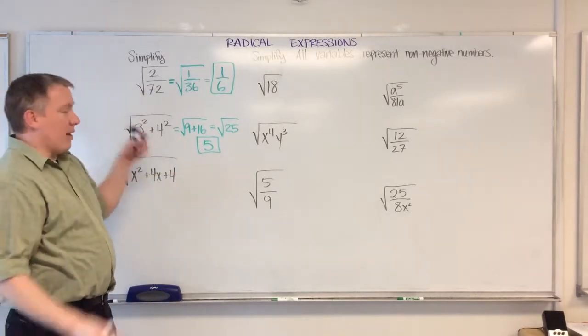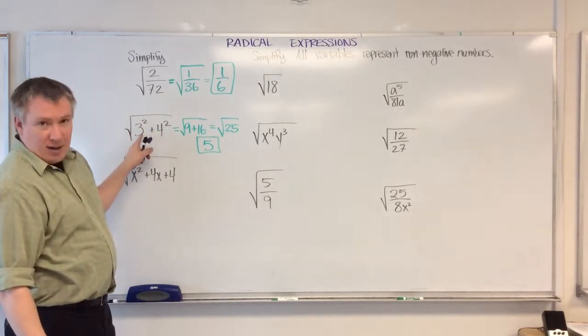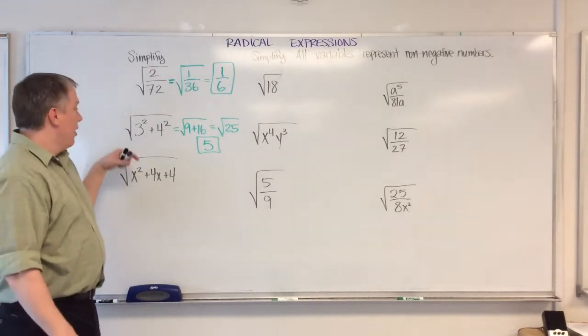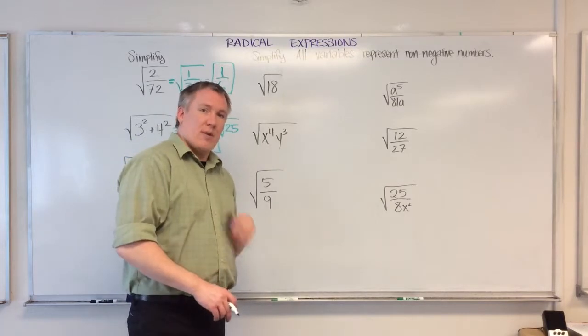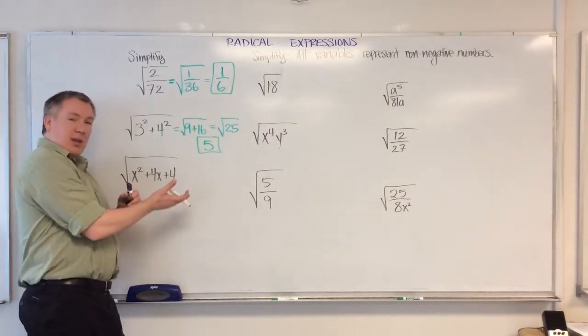If I had taken a shortcut and tried to eliminate these square roots and just do 3 plus 4, that is not correct. As you can see, the answer is 5. So you've got to simplify what's inside first. Now, in some crazy situations, they're going to give you something like this.